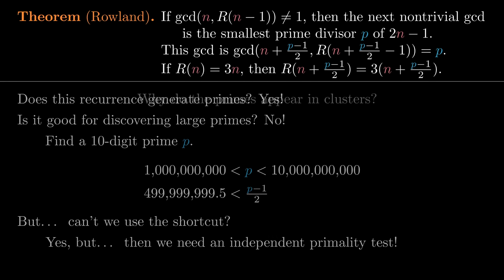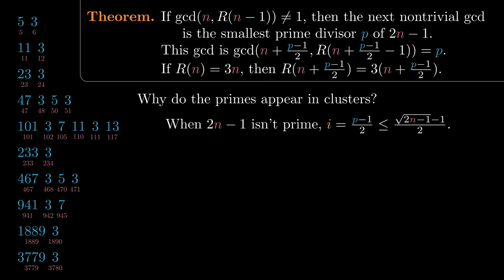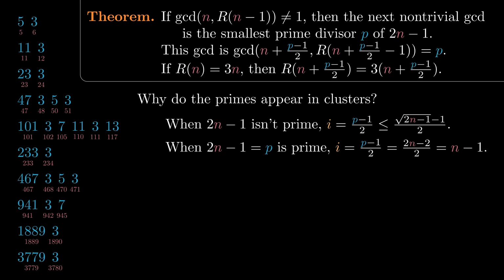The theorem also explains why the primes appear in clusters. The reason is that when 2n minus 1 isn't prime, then its smallest prime divisor p is quite small relative to n. So the run of ones we pass through before reaching the next non-trivial GCD is quite short. But when 2n minus 1 happens to be prime, the number of ones we pass through is 2n minus 1 minus 1 divided by 2, which is n minus 1. This run of ones is much longer than its neighbors, so the next non-trivial GCD starts a new cluster.